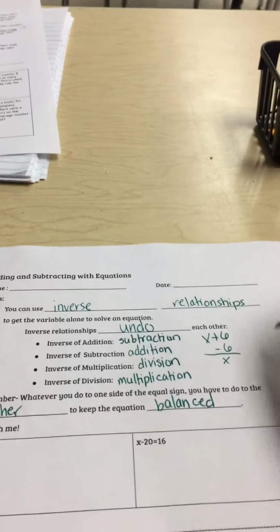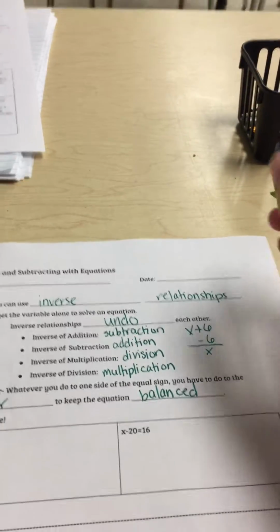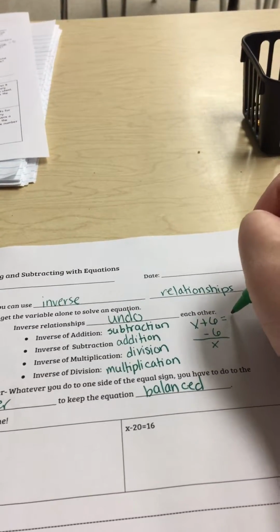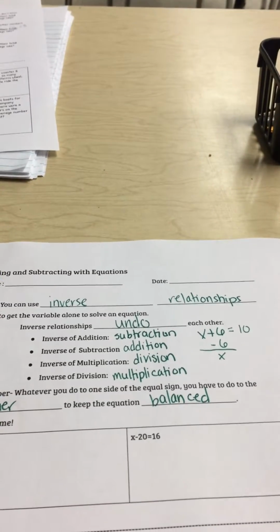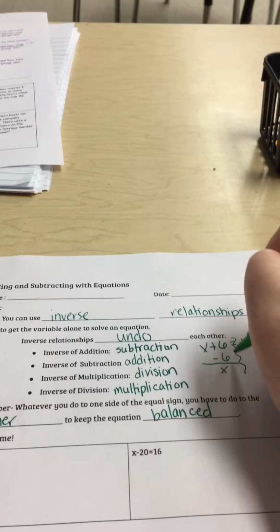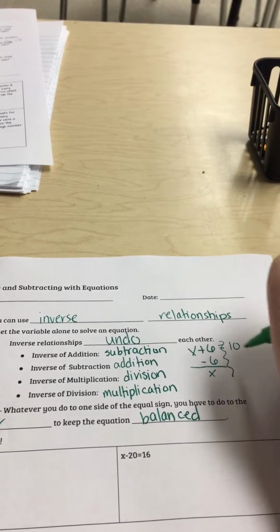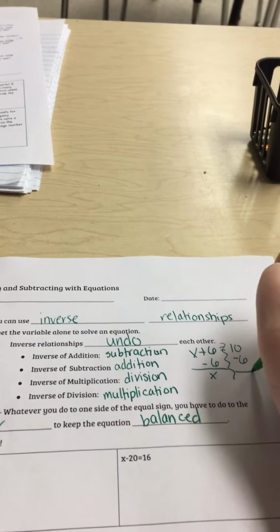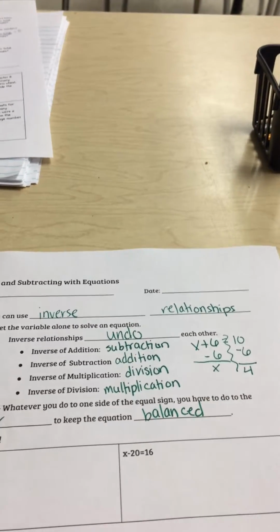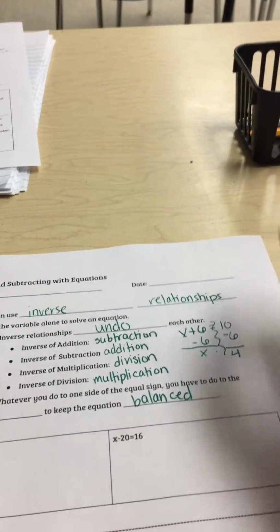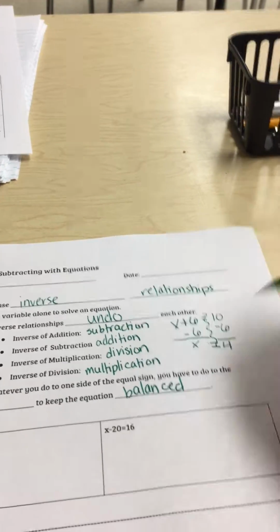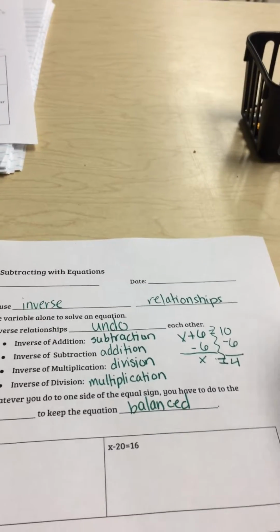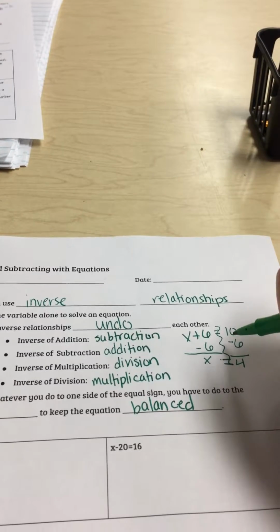We didn't have anything that this was equal to in our example, but let's pretend for a second that we had x plus 6 equals 10. Whatever I did on this side of the equal sign, I have to do on this side. So if I subtract 6 over here, I have to subtract 6 on the other side, which leaves me with 4. You'll notice now you have x on one side, equals in the middle, and 4 on the other. This means that x must equal 4 in this situation.